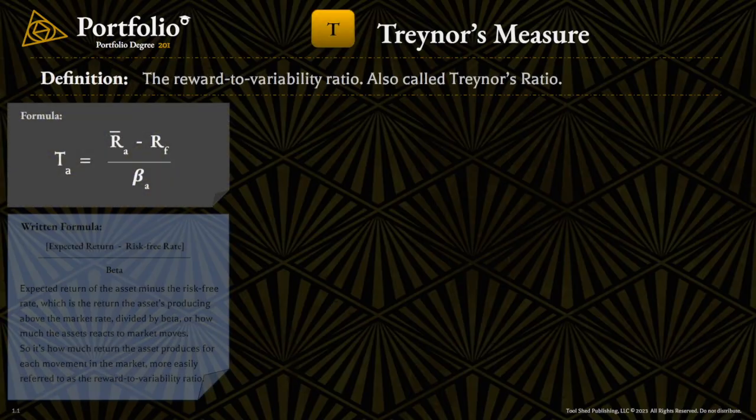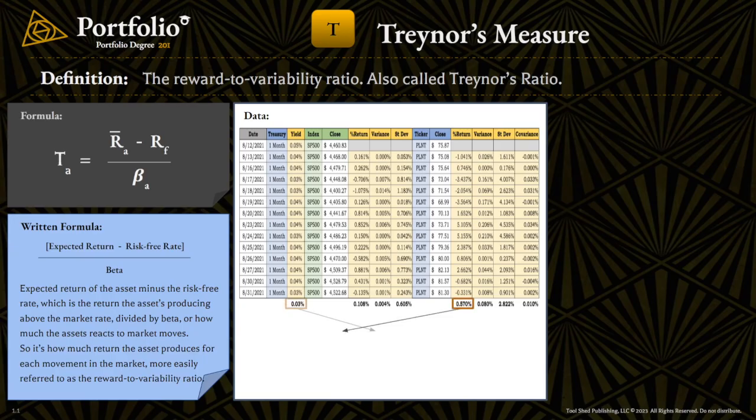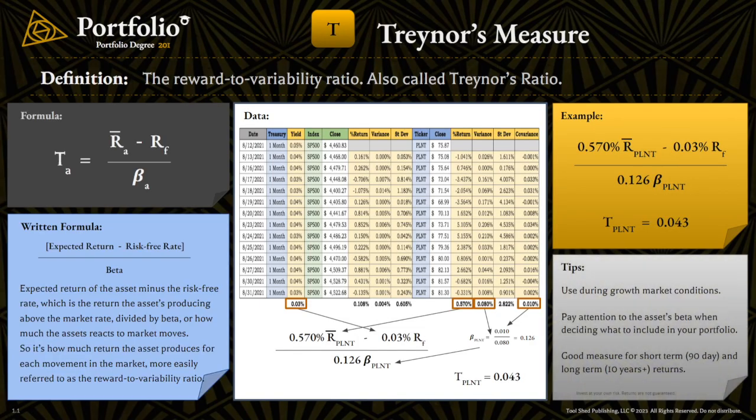Trainer's measure is very similar to Sharpe's measure, except you're dividing the risk premium by the asset's beta instead of its standard deviation. So by taking the risk premium and dividing it by beta, this metric shows you how much premium you get for each movement in the market. So now your analysis is linked to the market rather than the asset. And because of that, this metric is referred to as the reward to variability ratio, since it's linked to how much you make for each movement in the market.